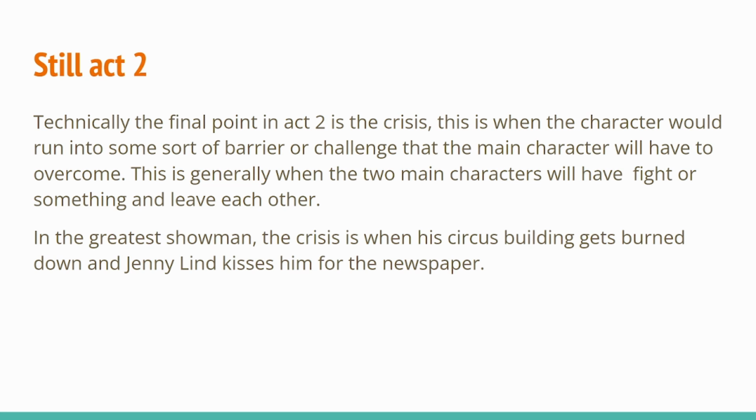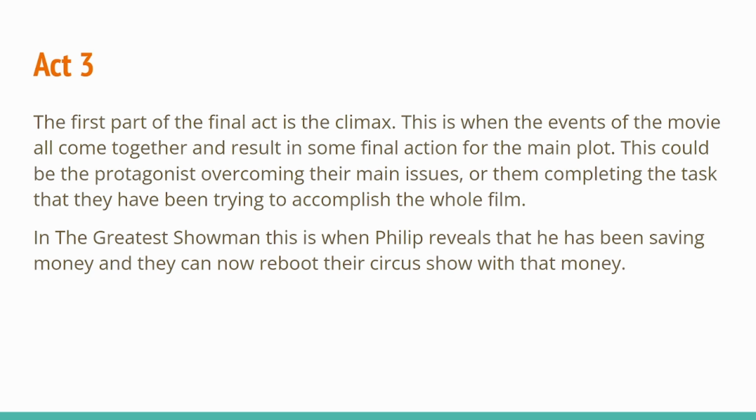Technically, the final point of Act 2 is the crisis. This is technically in between 2 and 3. This is when the main character would run into some sort of barrier or challenge that the main character will have to overcome. This is generally when the 2 main characters will have a fight or something and leave each other. In The Greatest Showman, the crisis is when his circus building gets burned down and Jenny Lind kisses him for the newspaper.